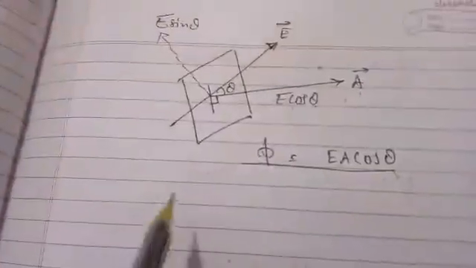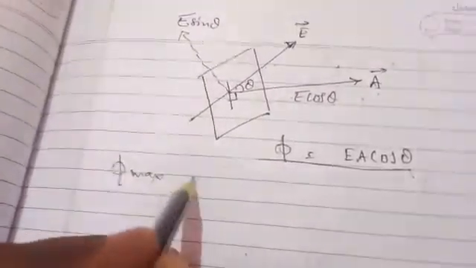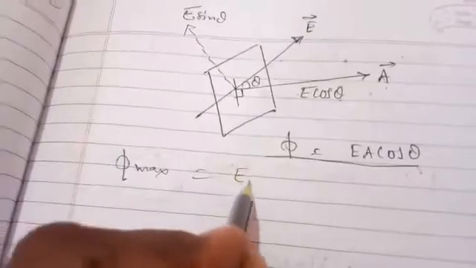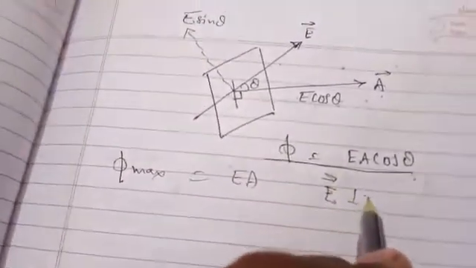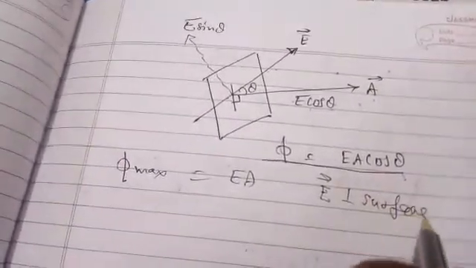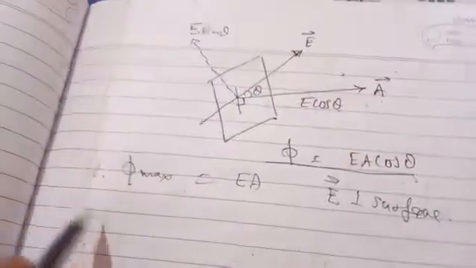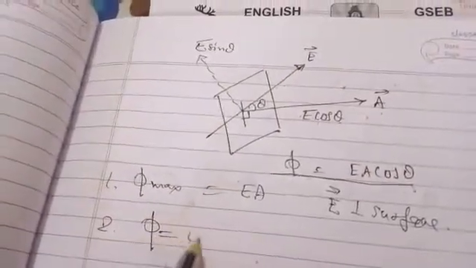Now, the first case we have already discussed: the flux will be maximum, equal to EA, when the electric field is perpendicular to the surface. That we discussed yesterday. Now the second case I can discuss right now. The flux will be 0.